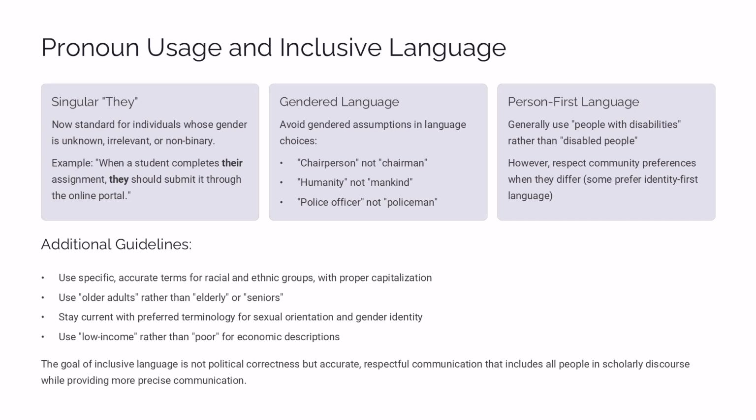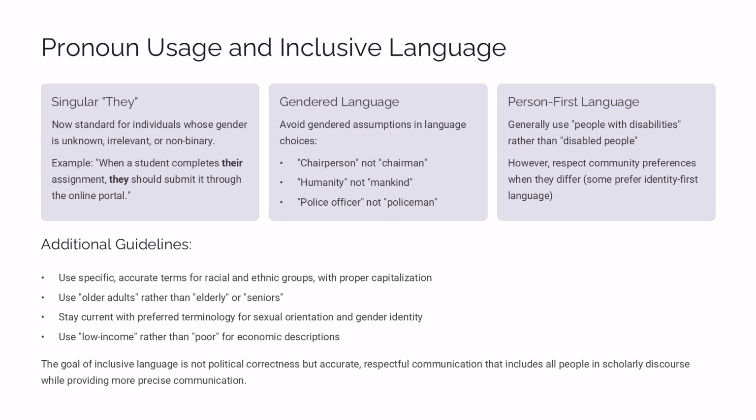Age-related language should be respectful and specific. Use older adults rather than elderly or seniors, and younger adults rather than kids in formal academic contexts. Specify age ranges when relevant to your research. Adults age 65 to 80 provides more useful information than general age categories. Sexual orientation and gender identity terminology evolves rapidly, so stay current with preferred language in these areas. Use sexual orientation rather than sexual preference. Recognize that LGBTQ+ encompasses diverse identities, and avoid assumptions about relationships or family structures.